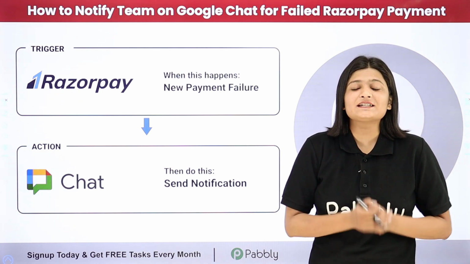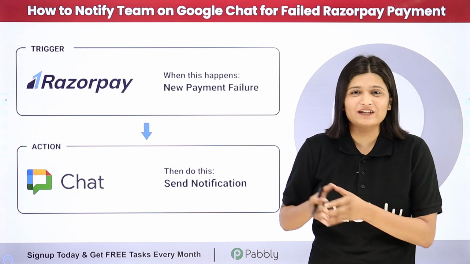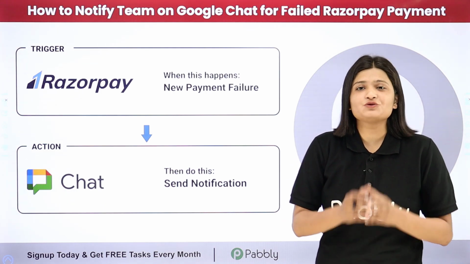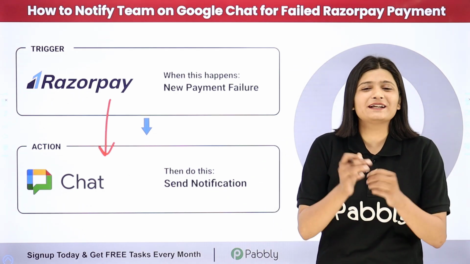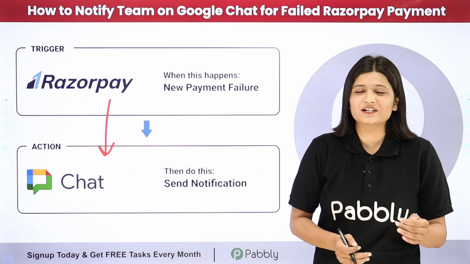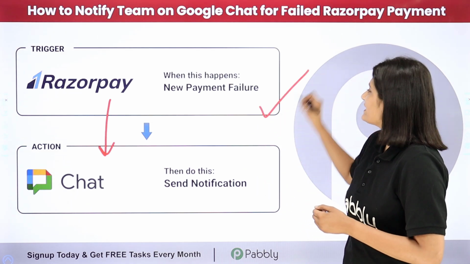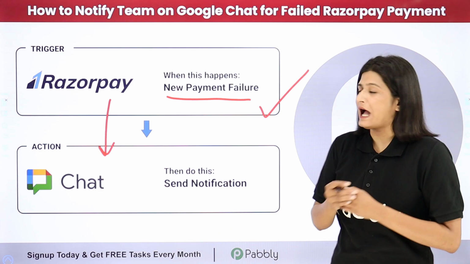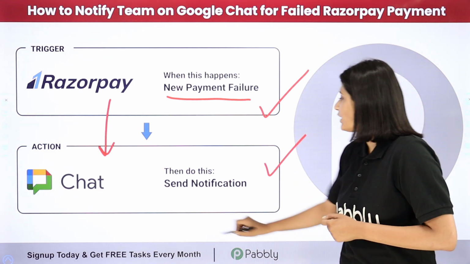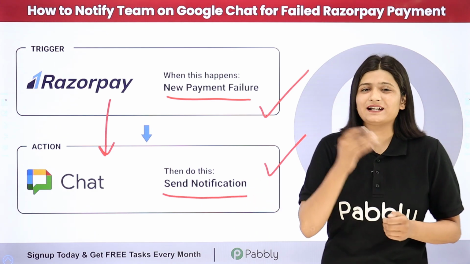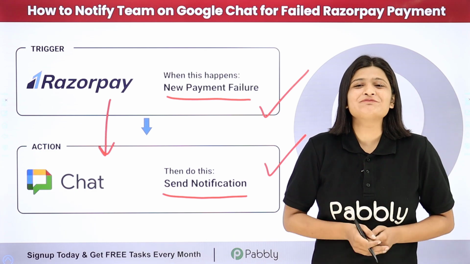So Pabbly Connect is an amazing automation and integration software which requires no coding or programming skills. Here I just need to build connection between Razorpay and my Google Chat Hangout. Pabbly Connect runs on two principles, which is trigger and action. Here as my trigger application, I am going to take Razorpay where this payment failure will happen. And then in my action application, I am going to take Google Chat Hangout where my team will be notified automatically. If you want to learn this amazing automation step by step, then let me take you all to my screen.